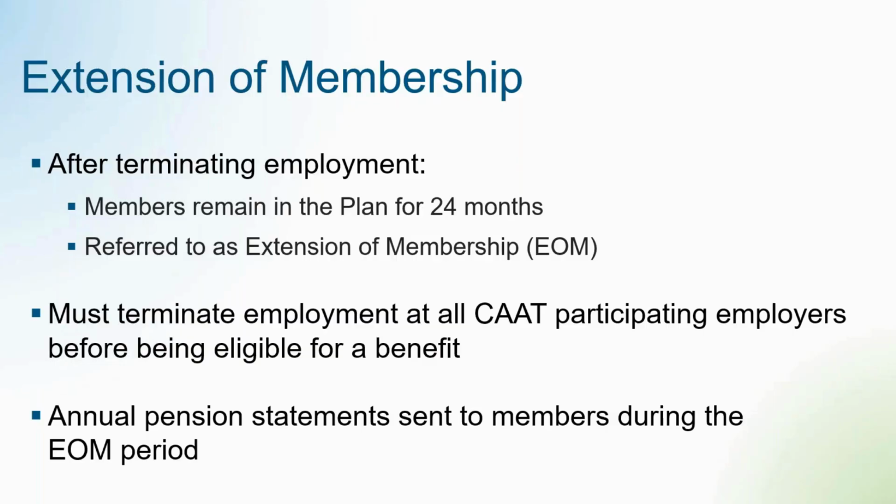A member who works at more than one CAT participating employer must terminate employment at all participating employers before being eligible for a benefit. In this case, the EOM period will begin when they terminate from the last place of work. Annual pension statements are sent to members during the EOM period.